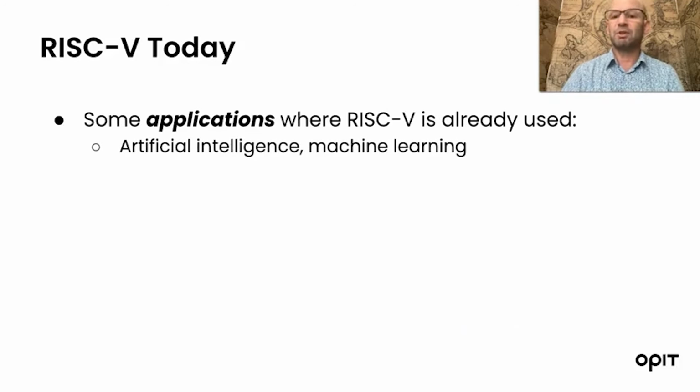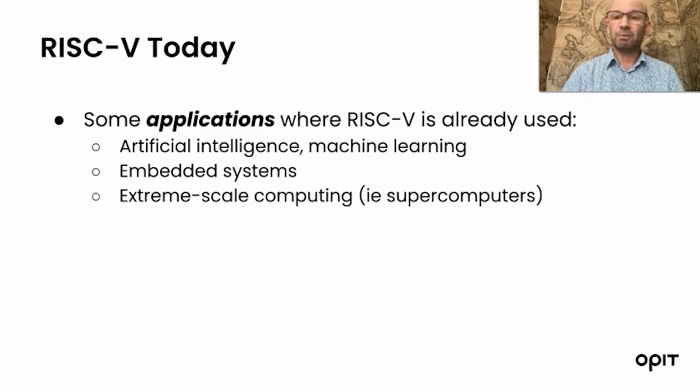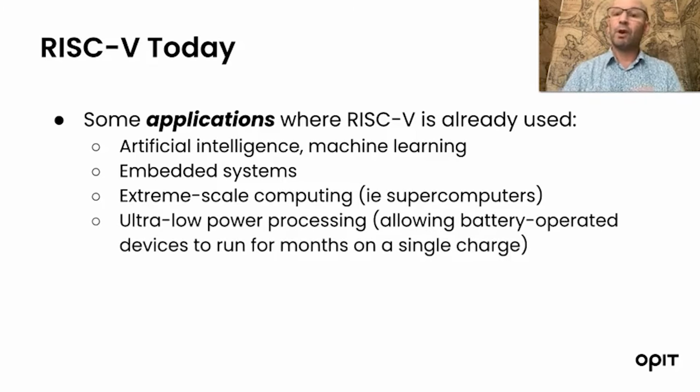Artificial intelligence and machine learning, very math heavy, very processor intensive. Also in embedded systems. Extreme scale computing. So again, by extensions, we can scale up, so we can see these architectures in applications on supercomputer platforms. And then right at the other end of the spectrum, also ultra low power processing, so allowing battery operated devices to run for months on a single charge. So IoT devices is an example.